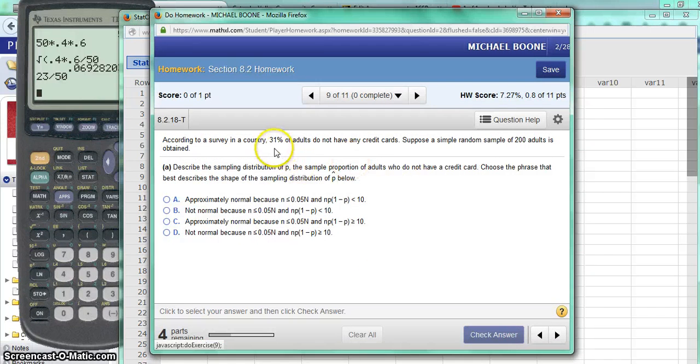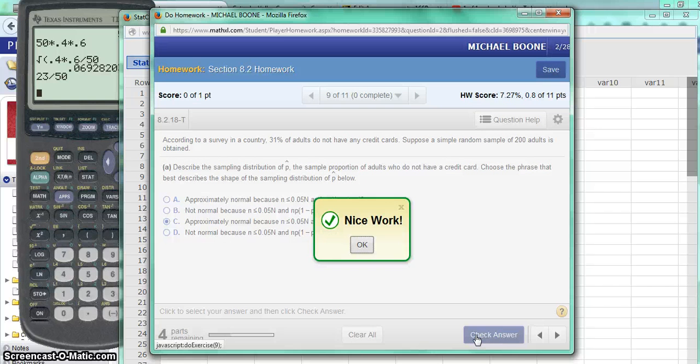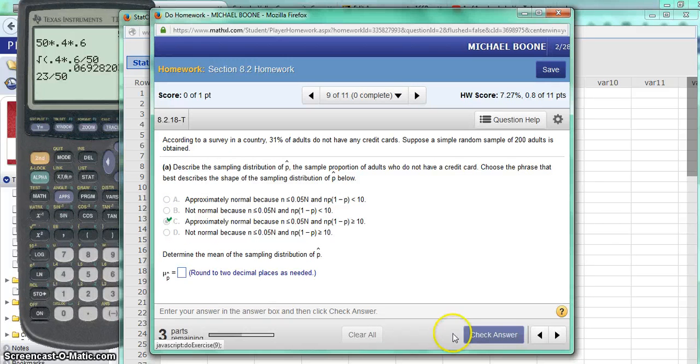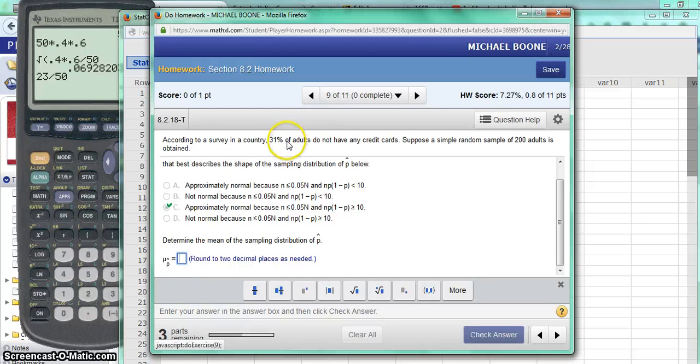All right, so again, we have this probability is 0.31. This is our p. We do a sample of 200 adults, and again, this is from a country, so we are assuming that 200 is less than 5% of the population. I guess it depends on what country, but still, 200 is pretty small for a country. Describe the sampling distribution of p hat of adults who do not have credit cards. So again, I'm going out on a limb and we're going to say it's approximately normal because those conditions are satisfied. And the mean is always going to be what we think it is, 0.31.